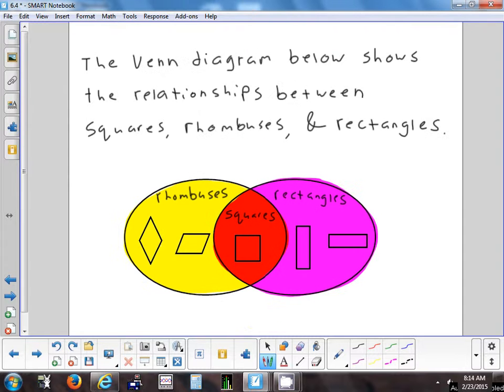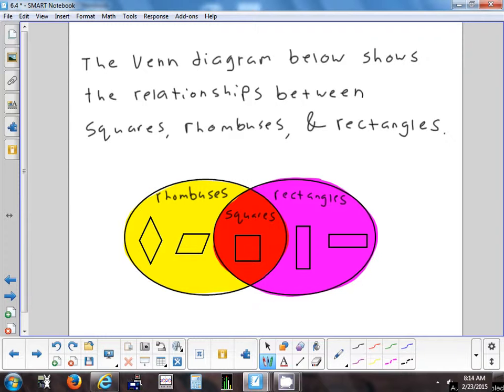All right, so here's a kind of simplified diagram just of parallelograms. It doesn't include trapezoids or kites or anything like that. Under parallelograms, here are your three shapes. Rhombuses are one category. Rectangles are another. And then the overlap, if something is both a rhombus and a rectangle, it's a square.